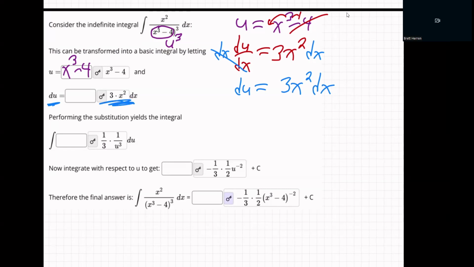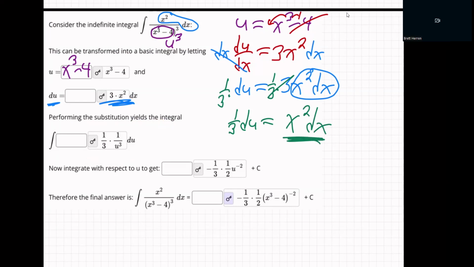Okay, great. So what? Well, now we want to change the integral all the way over to u stuff. How do we do that? See how in the top we have x squared dx, which is right here. So we just need to get rid of that 3. That's easy enough. Multiply both sides by 1/3. And so we get 1/3 du is x squared dx. So wherever we see x squared dx, we can replace it with 1/3 du. Here I see x squared dx, so that's going to become 1/3 du.